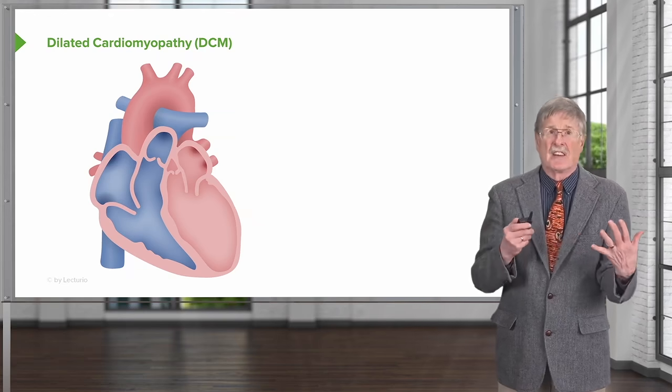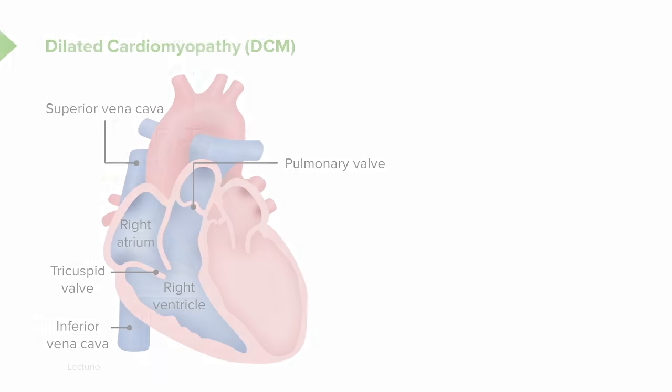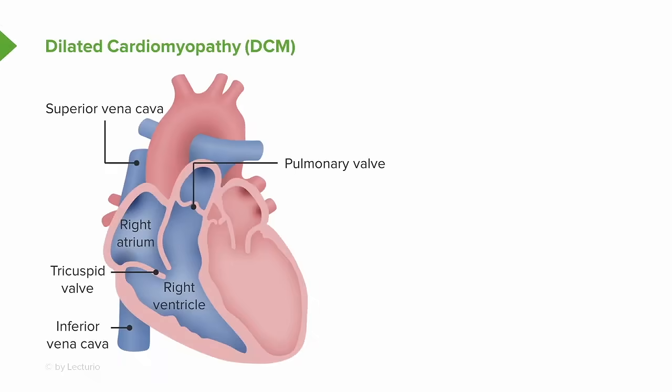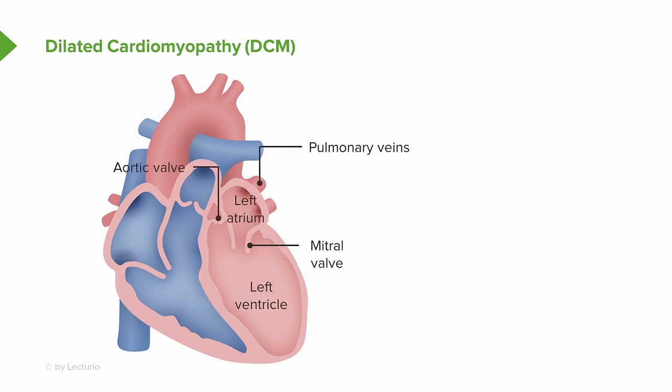We have the right-sided heart, all in blue, the inferior and superior vena cava to the right atrium, to the tricuspid valve, to the right ventricle, pulmonic valve going out to the lungs, and then returning in pink to the left atrium through the pulmonary veins, across the mitral valve, into the left ventricle, and out the aorta. Okay.